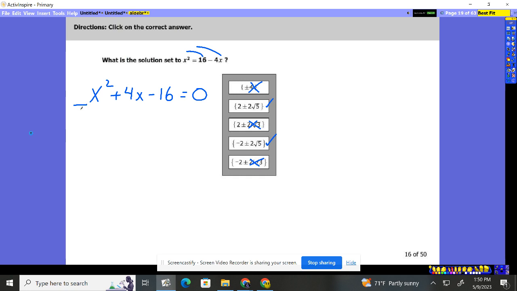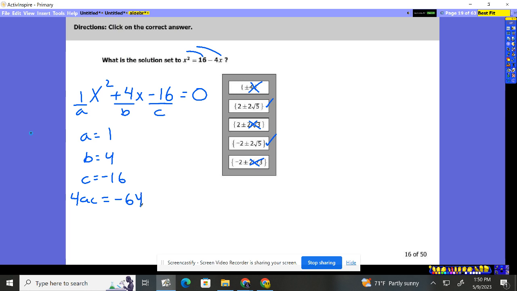So remember, we have A is going to be 1, B is going to be 4, and C is going to be negative 16. So I'm going to do A is 1, B is 4, C is negative 16, and I always recommend you do 4AC right here. 4 times 1 times negative 16 is negative 64.